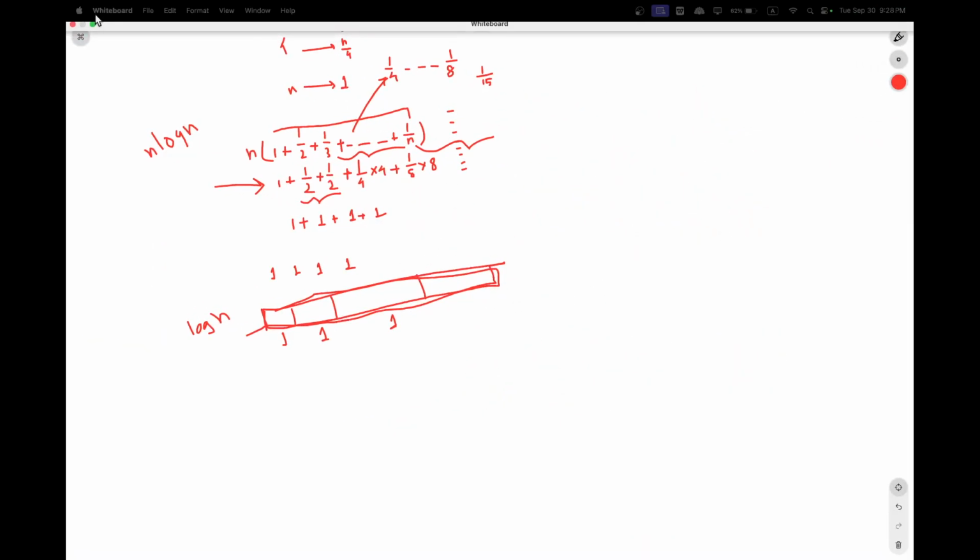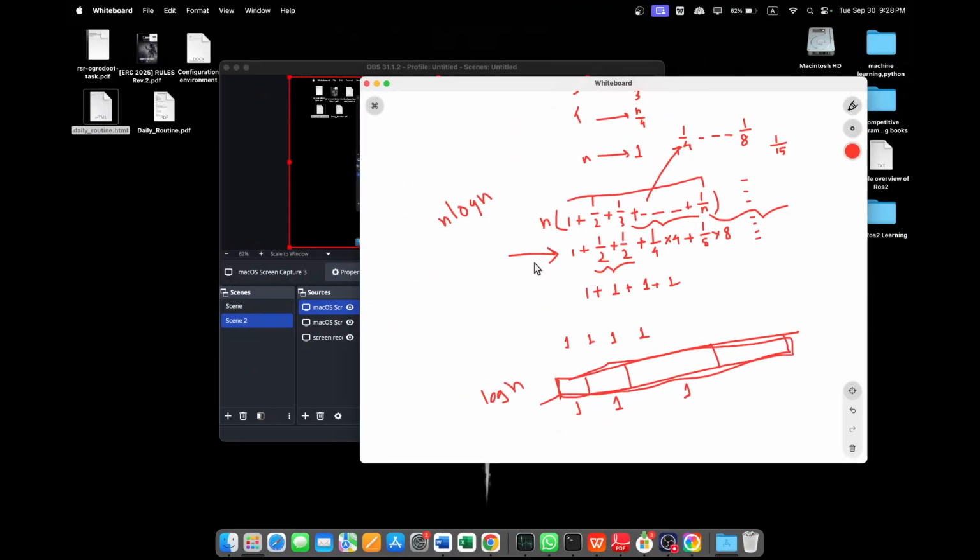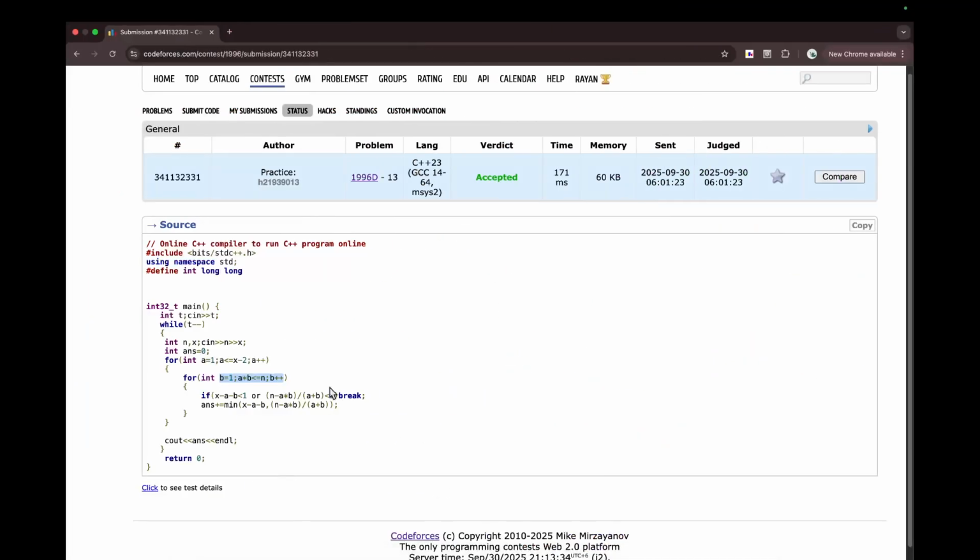I will show you the code again. That will be iterated n log n times, and each iteration is calculated in O of 1 time. So the total number of iterations here is n log n, and that will obviously satisfy our problem.